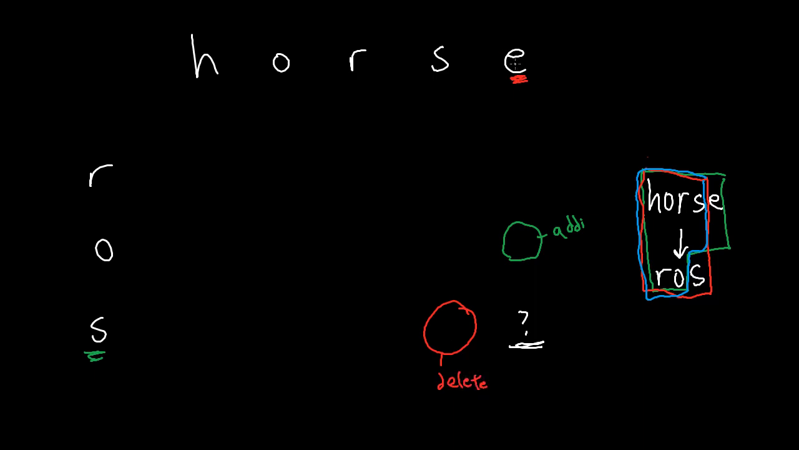We delete this e first, and then we convert from horse into Ross. And then lastly, we have substitution. So this is substitution, which means we go from horse into row, and then we substitute e with s in order to get to our solution.